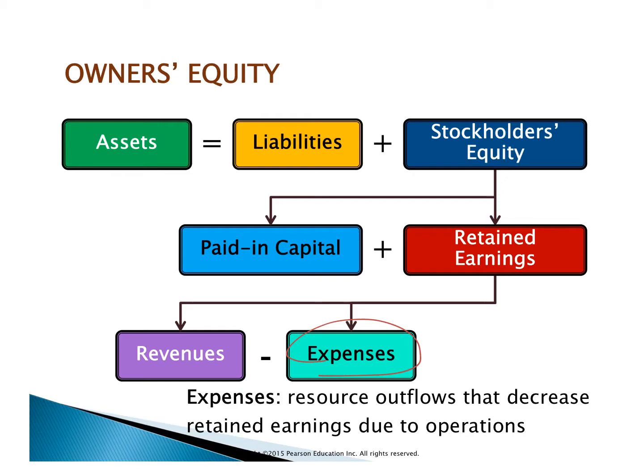Expenses are resource outflows that decrease retained earnings due to operations. For example, the wages that companies pay employees are an expense and decrease retained earnings. Expenses represent the costs of doing business. They are the opposite of revenue. Expenses include costs of goods sold, building rent, salaries, advertising, and utility payments. Expenses also include the depreciation of computers, vehicles, and other equipment.